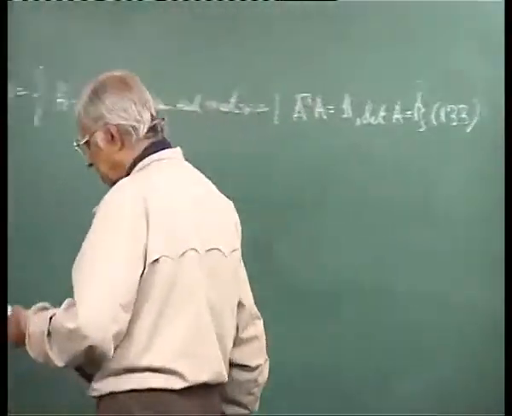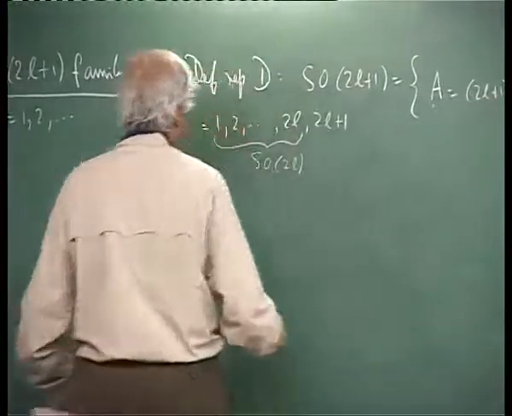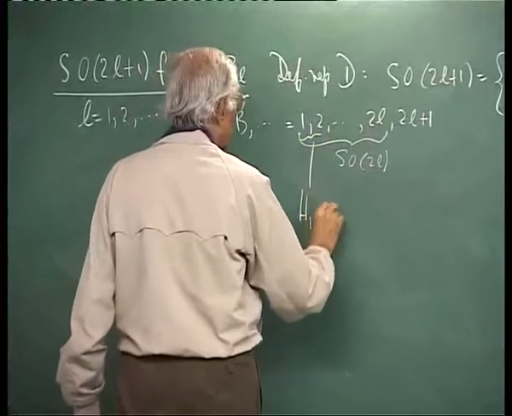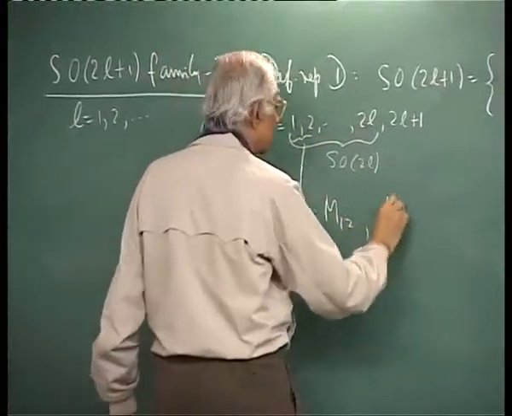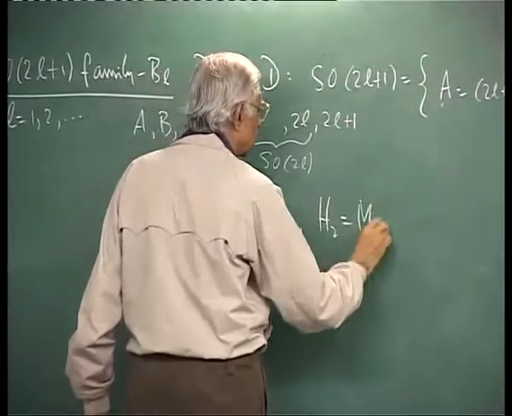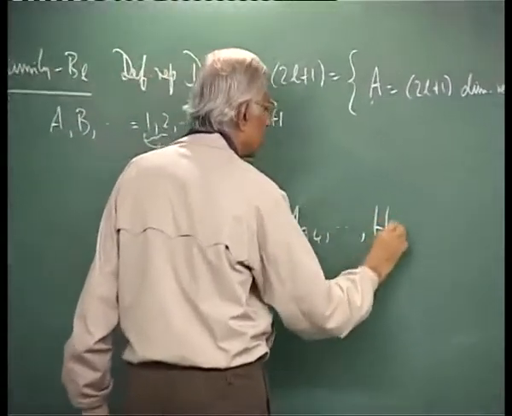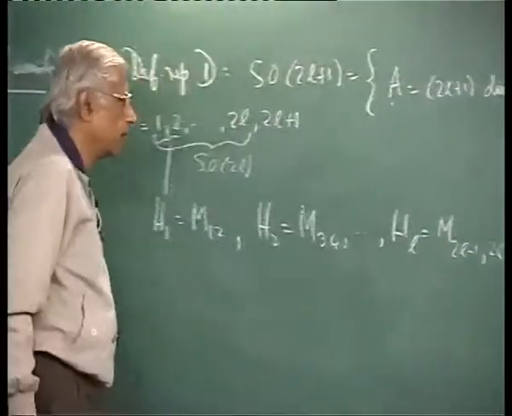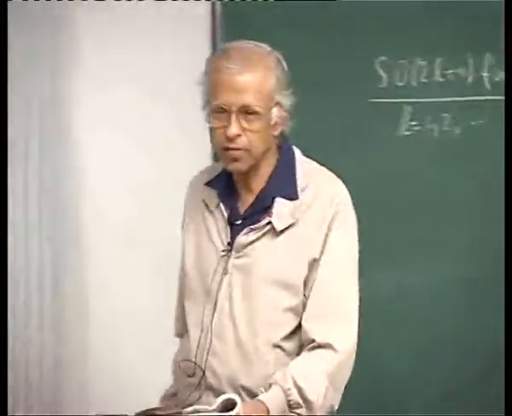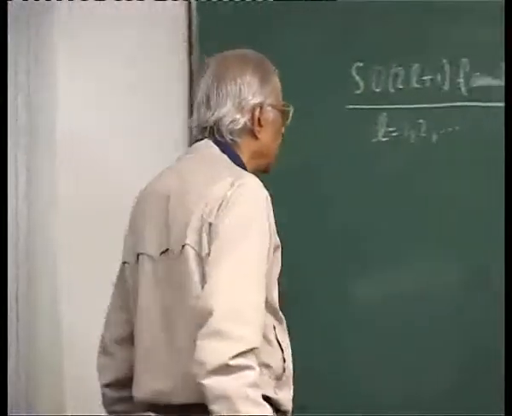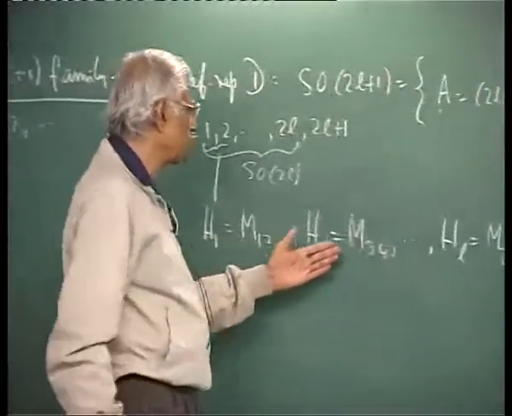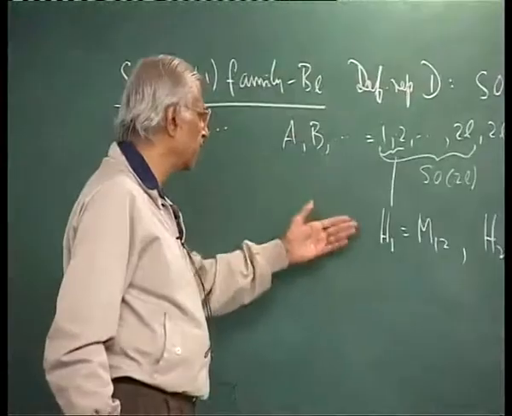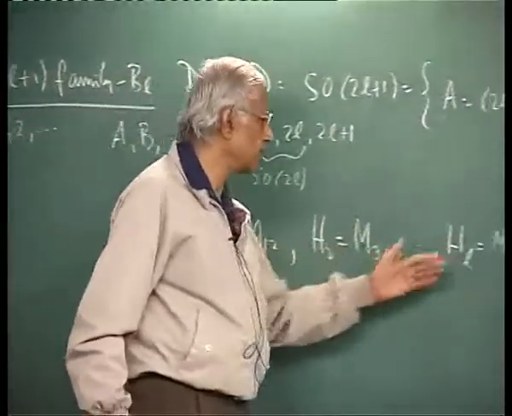Next comes the choice of the Cartan generators. And now it turns out it is the same choice as before. Clearly these are mutually commuting because they have no capital indices in common. So M12 will commute with M34, with M56, and so forth. So I'll call this, as in the previous case, H1, I'll call this H2, up to HL.